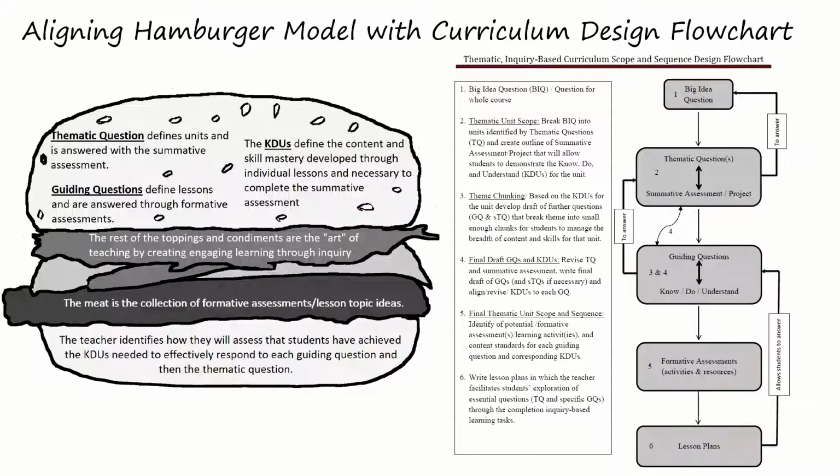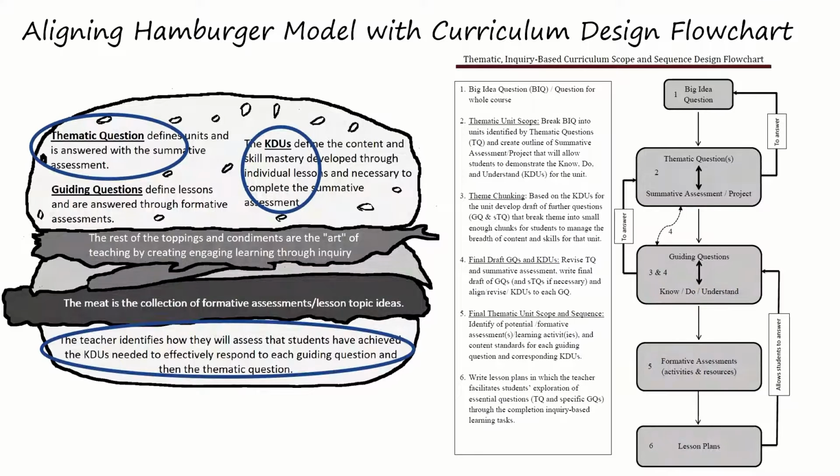We're going to start with a look at the top bun, and specifically with the thematic question and the KDUs, and then also take a first look at the bottom bun and summative assessment. These three frame the overall goal of the unit, and these align to number 2 on the flowchart.